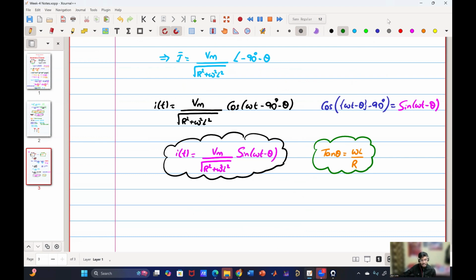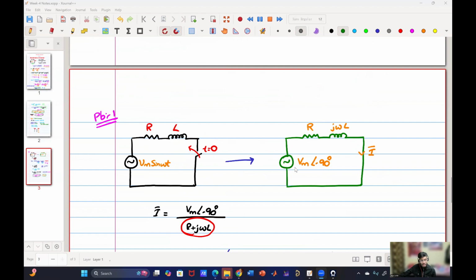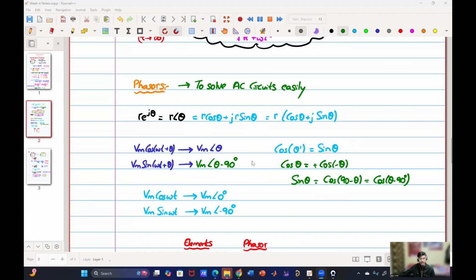Sir, if we had taken initial phase 0 instead of minus 90, it would have been the same. Yes, even if you take 0, it will still be the same. But I have told this convention that will be followed. So cos is considered as 0 and sine is considered as minus 90 degrees.